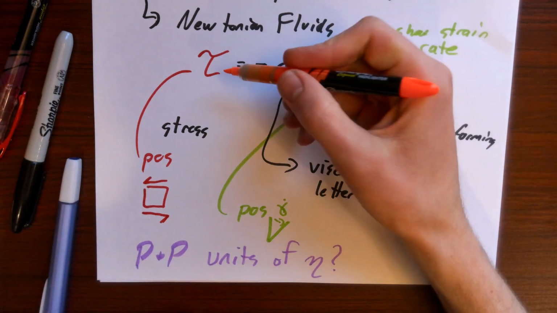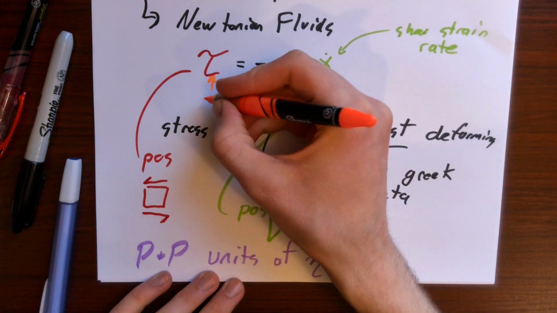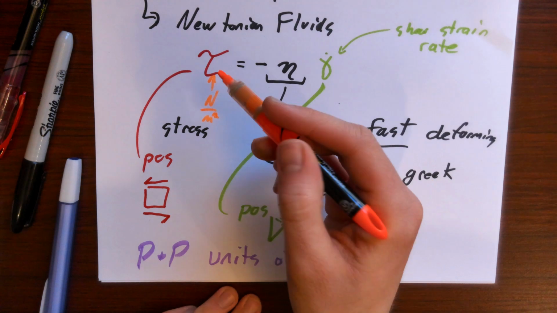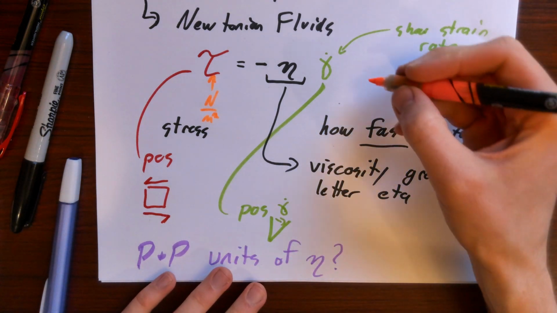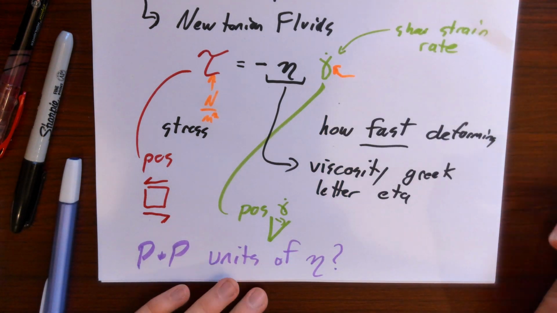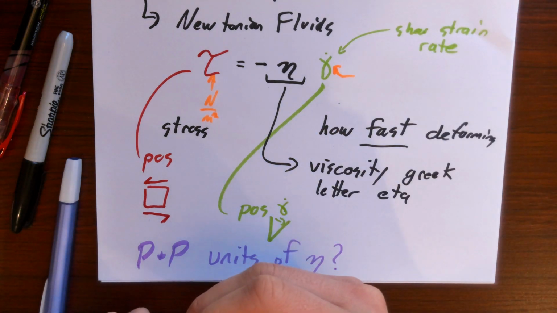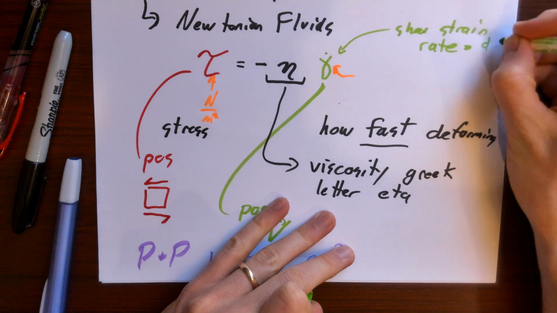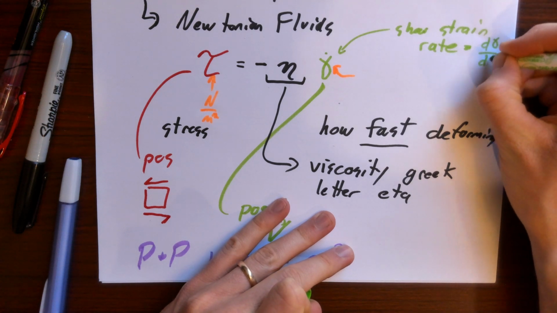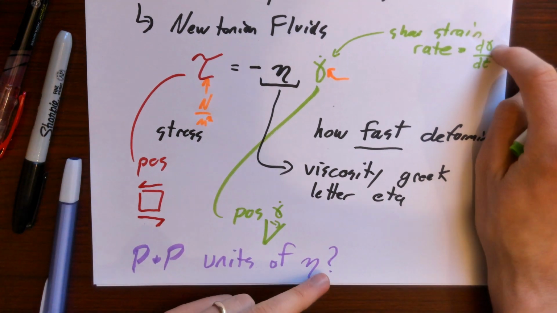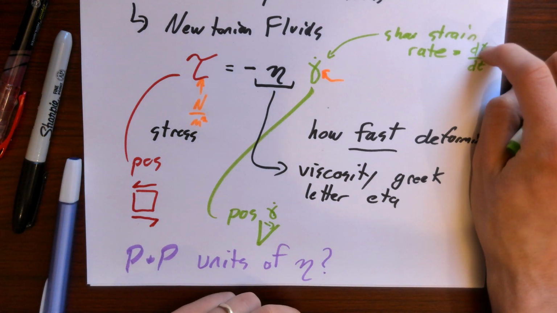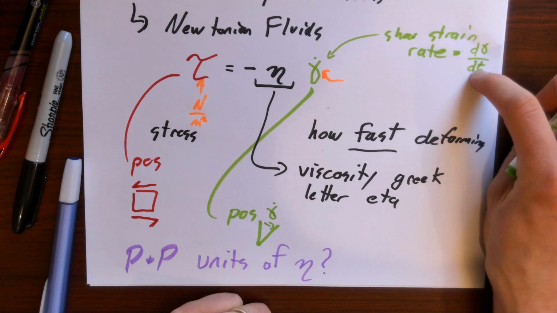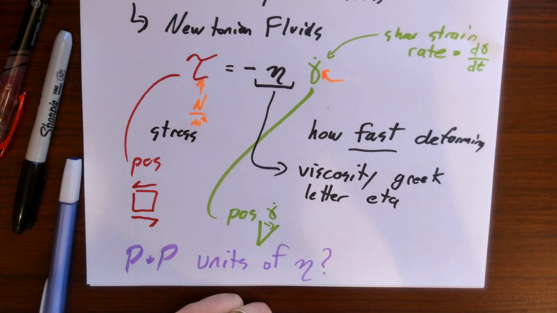If we think about shear stress, it has to have units of newtons per meter squared, regardless of whether it's shear stress on a solid or on a fluid. If I think about shear strain rate, that's equal to d gamma dt. Gamma doesn't have any units, but if I differentiate something with respect to time, then I end up with seconds in the denominator.